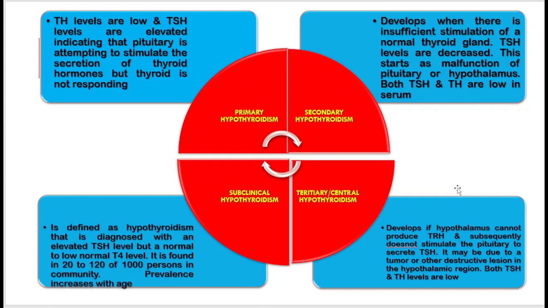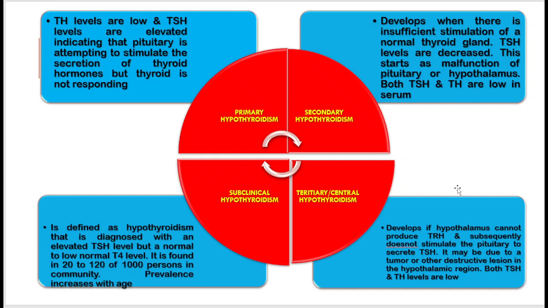While secondary develops where there is insufficient stimulation of a normal thyroid gland. TSH levels are decreased. This starts as malfunction of the pituitary or hypothalamus. So it can be associated with pituitary or hypothalamus malfunctioning where the thyroid gland is normal but enough TSH is not secreted by the anterior pituitary, and that results in low thyroid hormone levels. While in tertiary or central hypothyroidism, the hypothalamus will not be producing enough amount of thyrotropin releasing hormone.